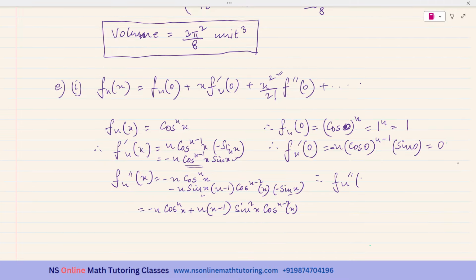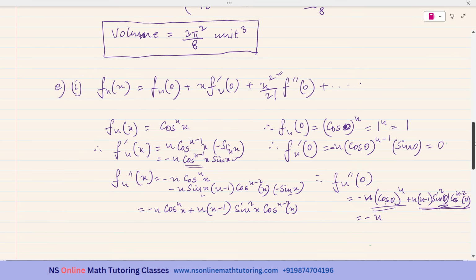Okay, so therefore, f n double prime 0 is equal to minus n and cos 0 raised to the power of n, and plus n times n minus 1 times sine square 0 times cos raised to the power of n minus 2, 0. And sine 0 is 0, so this term will be equal to 0, and we will be having this one. Cos 0 is 1, 1 raised to the power of n is 1, so this is equal to negative n.